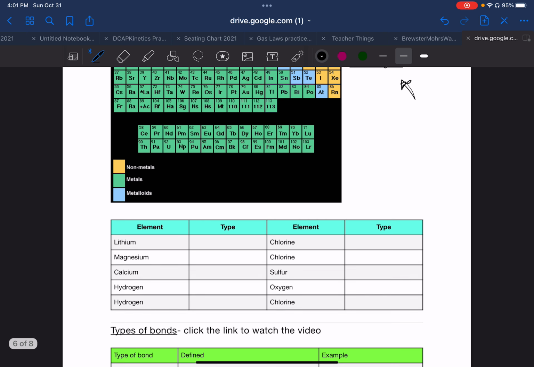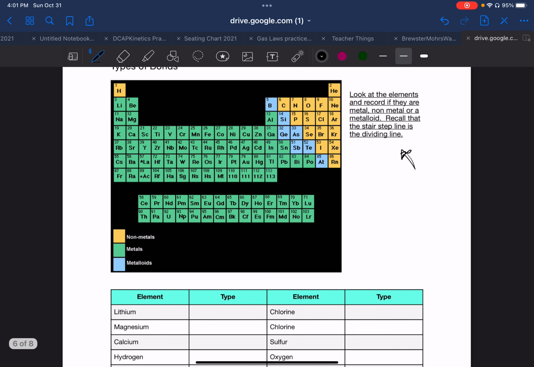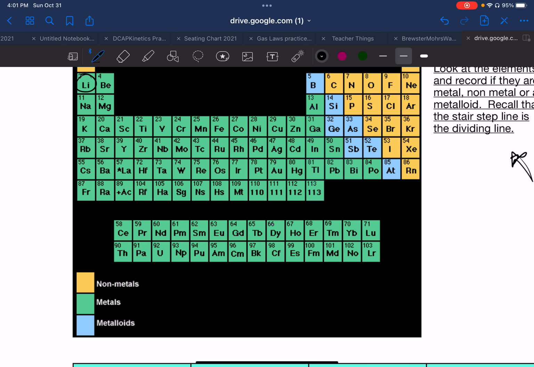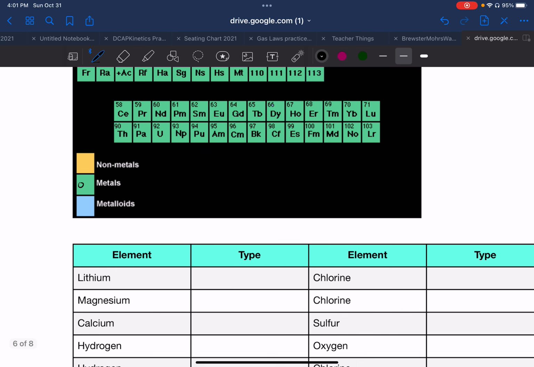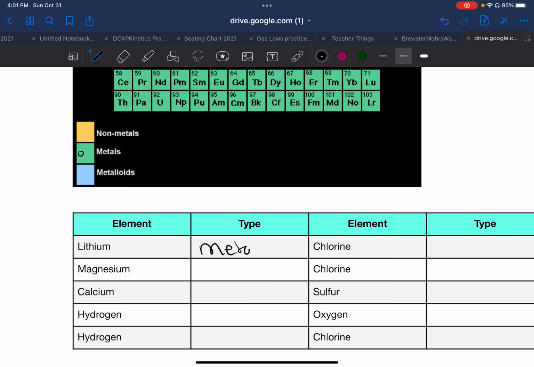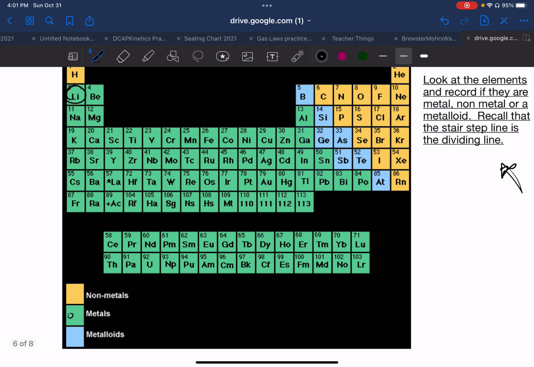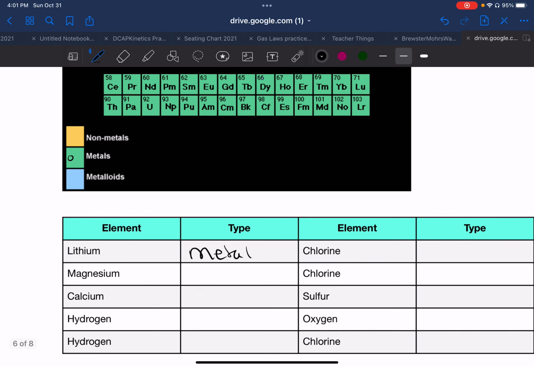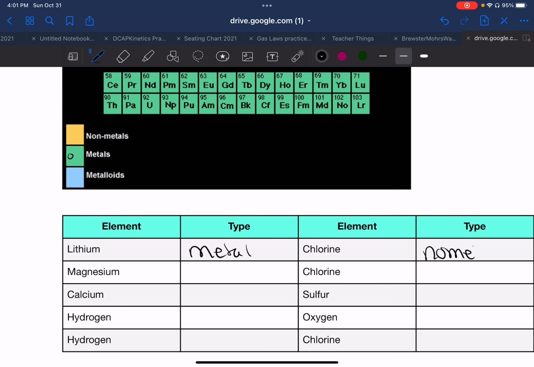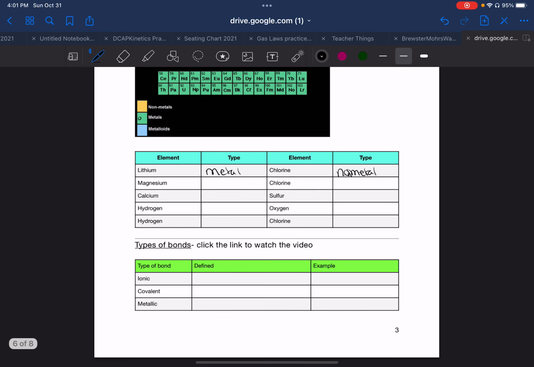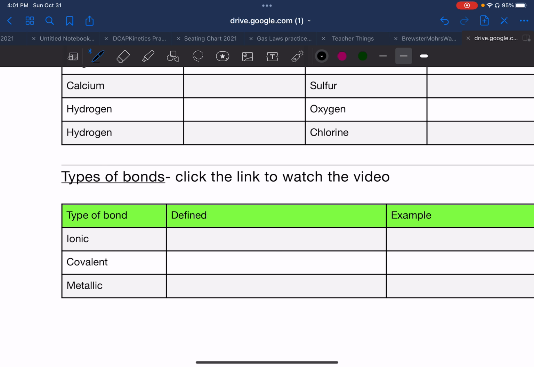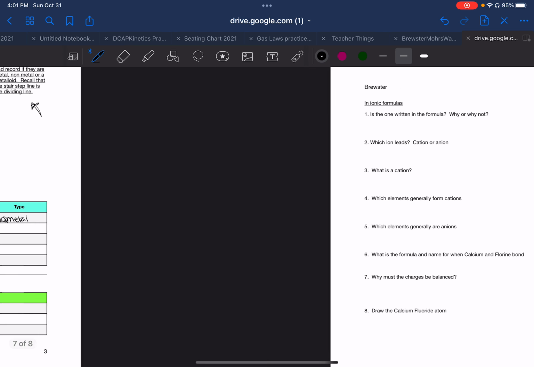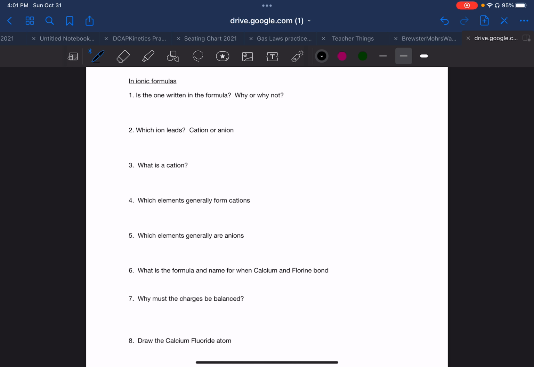And so I want you to write down lithium. Lithium's over here, and that's a metal, so we're going to call that a metal. Chlorine is over here. That's coded as non-metal. I want you to go through there and write out their metal and non-metal. And then I want you to watch this video and deduce what an ionic bond, a covalent bond, and a metallic bond is. And then we have these questions.